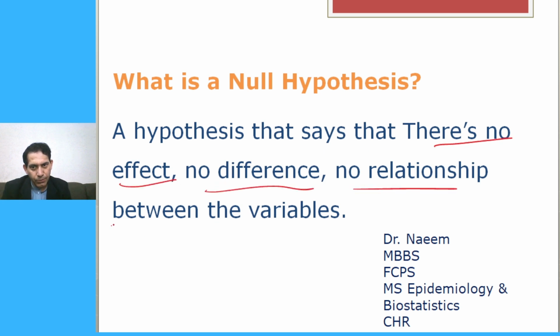no relationship between the variables. So that type of hypothesis in which there is no relationship between the variables, the hypothesis of no difference, is known as null hypothesis, and variables have been discussed in previous lectures.